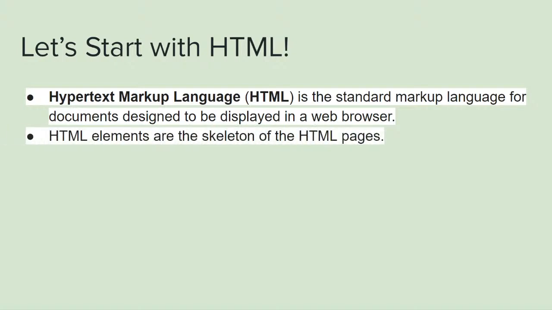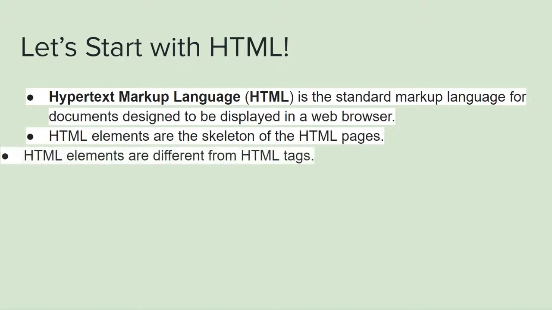Then next is HTML elements are the skeleton of the HTML pages. So what are HTML elements? Basically, HTML elements are all those things, like the tags, the content between the tags, the head part, the body part, the footer part. All those things are HTML elements of the HTML pages.